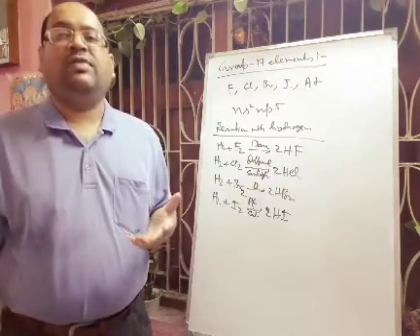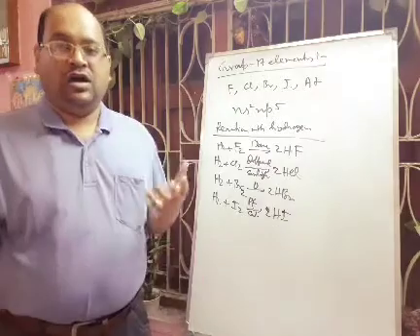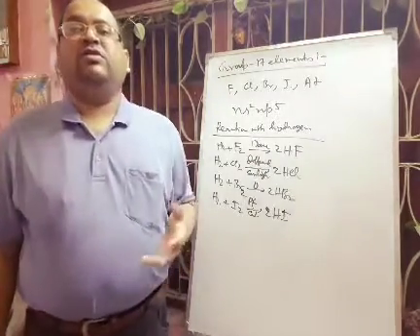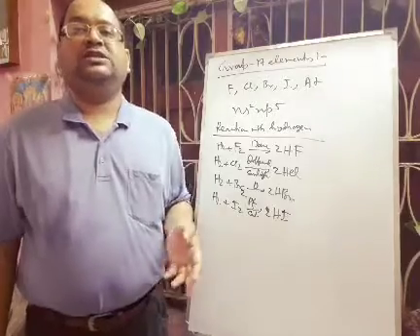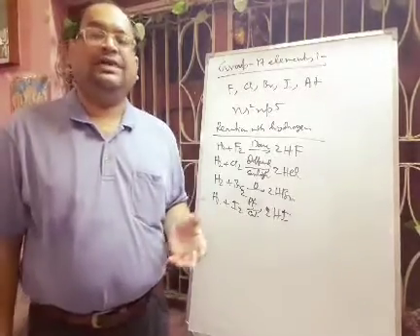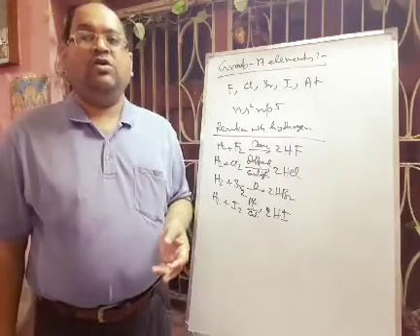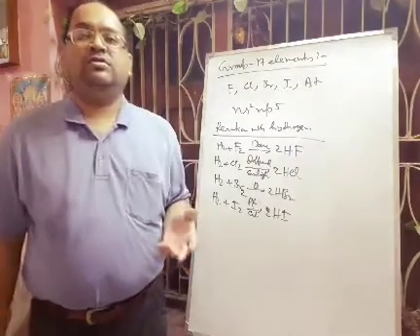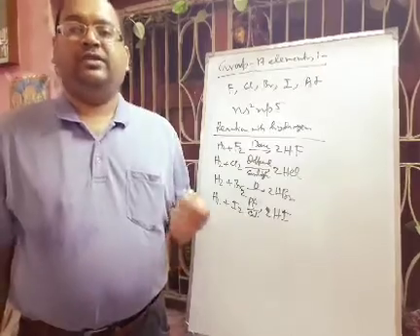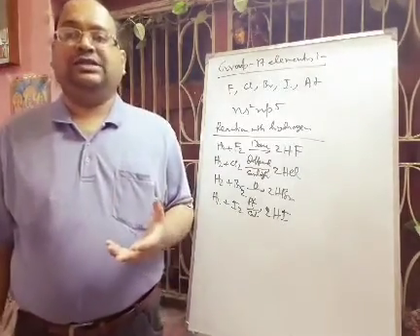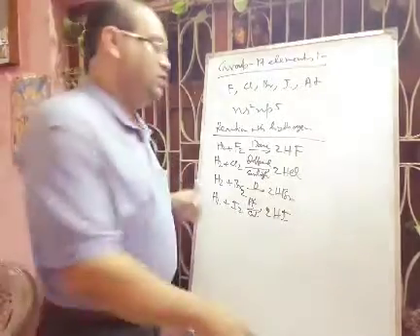All halogens form binary halogen oxygen compounds, like fluorine will form OF2 and O2F2, chlorine will form Cl2O, Cl2O3, Cl2O7, Cl2O6, etc. Bromine will form BrO2, Br2O and BrO3, and iodine will also form I2O4, I2O5, I2O7, but I2O5 is the most stable. Now how are these oxides prepared? I am showing you.